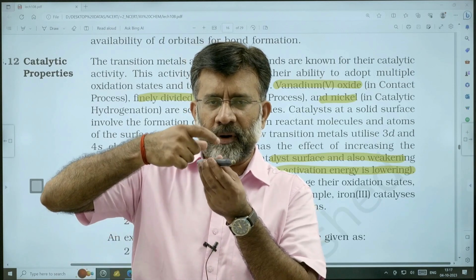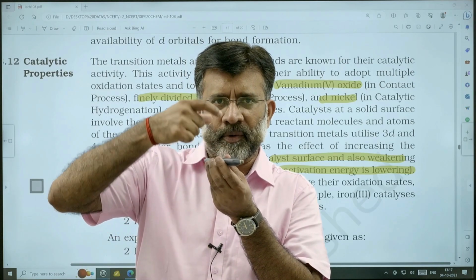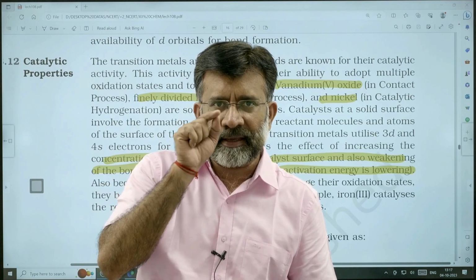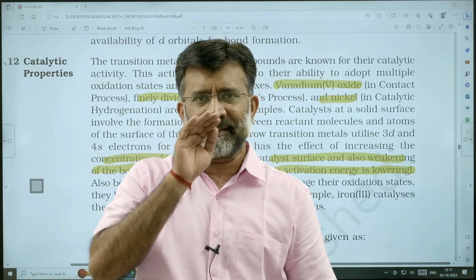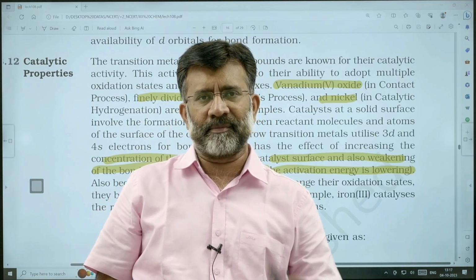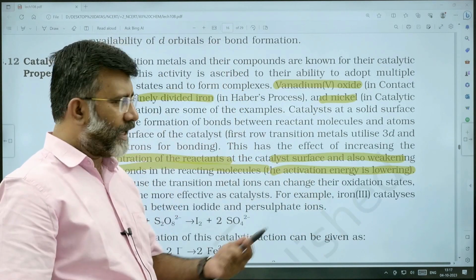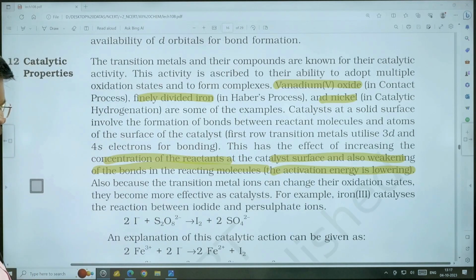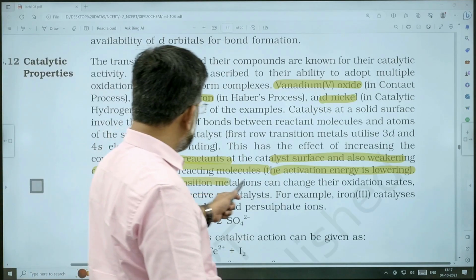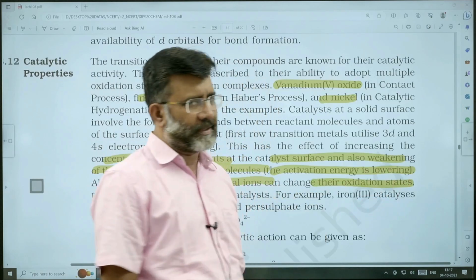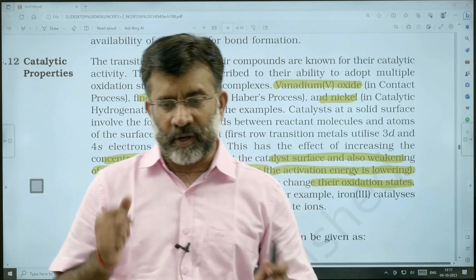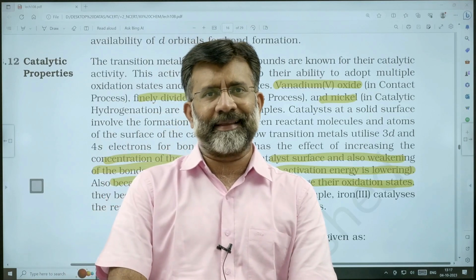Since a bond is formed by the H2 molecule on the surface, it will weaken the H-H bond. Thereby, the activation energy is lowered and it is able to take part in the chemical reaction. Also, the transition metal ions can change their oxidation state. So not only adsorption, but this is another point of catalytic activity.